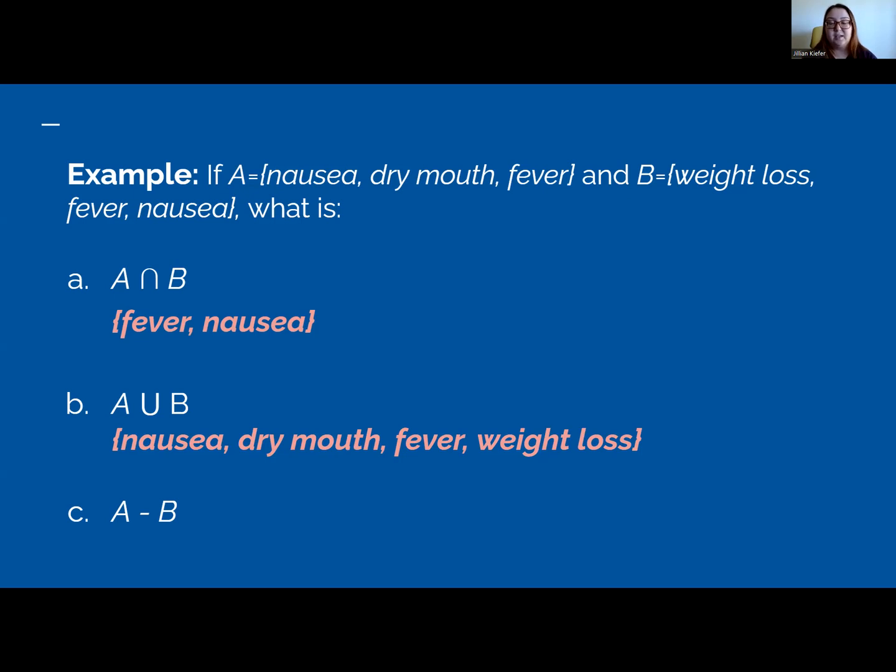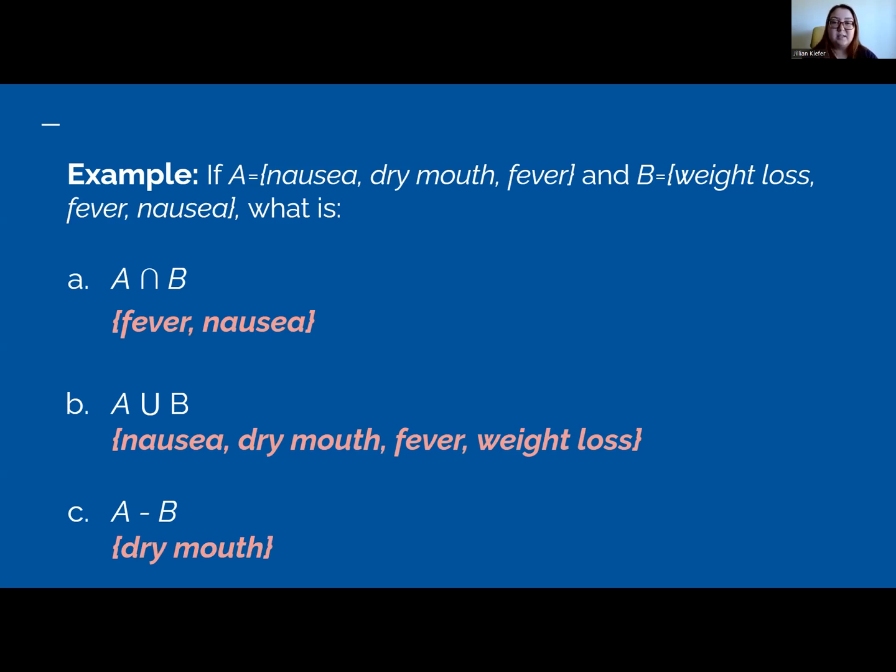Then lastly, we have C, A minus B. So now we have that set difference. When we say A minus B, basically we're starting at A. A is nausea, dry mouth, fever. I am subtracting what they share. We said that they shared fever and nausea. So I will subtract fever and nausea from my set A. And when I do that, the only thing I'll have left is dry mouth. That would be our answer.